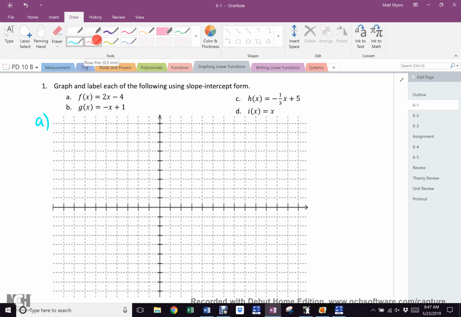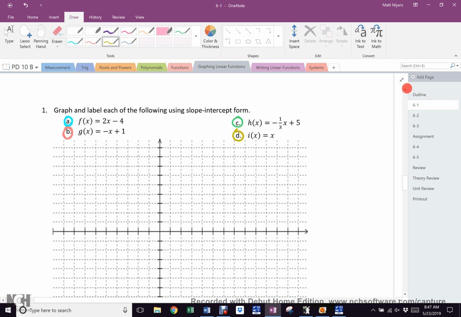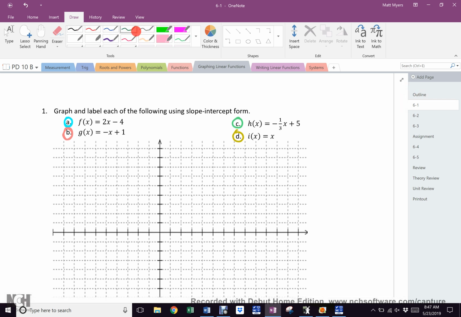Please, ladies and gentlemen, I am going to graph these 4 lines in 4 different colors. If you have different colors, I would recommend you maybe do that too, but if you don't, no big deal. Just make sure you label them. Are all of these in this form? Yes, they are, which means I have a y-intercept and a slope, yes?